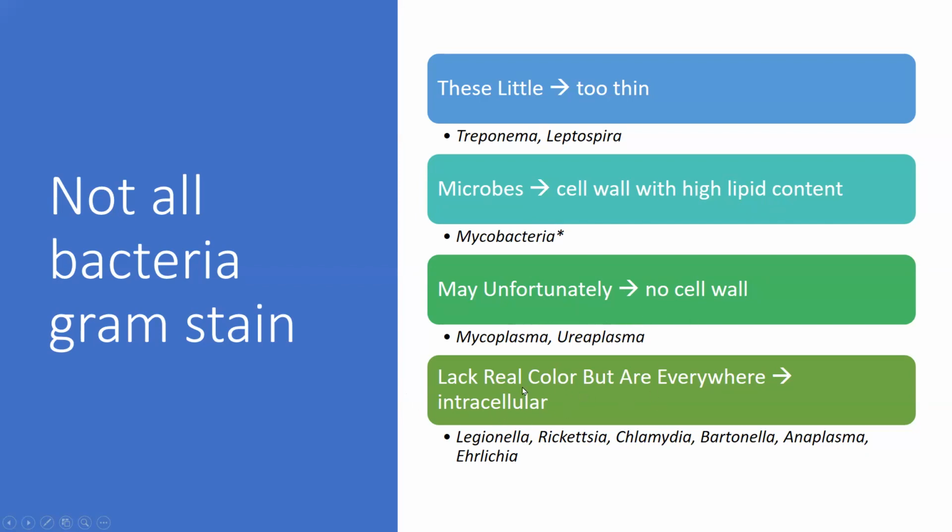And then lack real color but are everywhere. These are typically intracellular microbes. So Legionella, Rickettsia, Chlamydia, Bartonella, Anaplasma, and Ehrlichia. The most common ones that you'll see: Treponema, that's causing syphilis. Mycobacteria, you'll see TB. Mycoplasma, walking pneumonia. And then Rickettsia and Chlamydia, obviously tick-borne illnesses and our common STI. These would probably be the most common ones you'd see tested from this list.